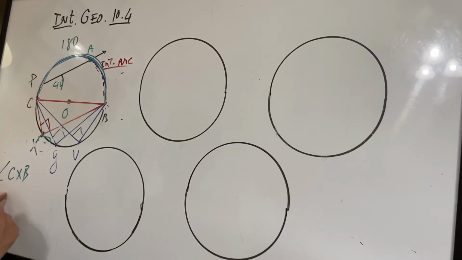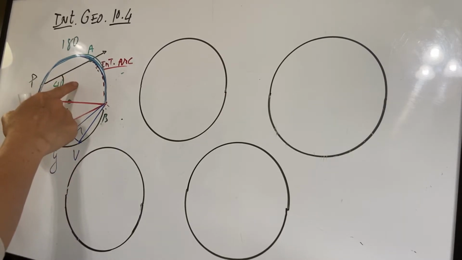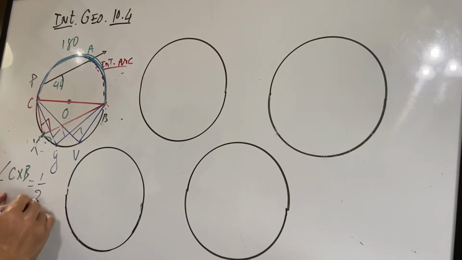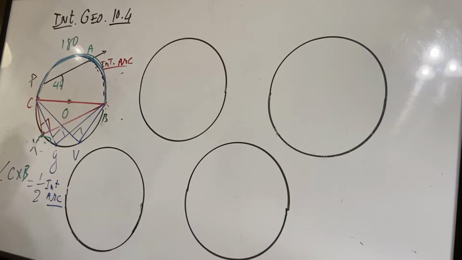What is the relationship between the inscribed angle and the intercepted arc? The inscribed angle is 1/2 of the, that's right, intercepted arc. Register that, you are good to go. Now, let me move into another easy concept that sets you up for your homework.